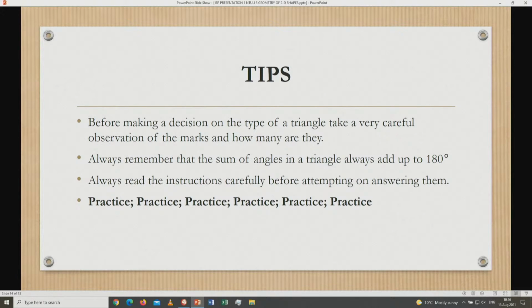Number 2, always remember that the sum of angles in a triangle always adds up to 180 degrees. They may not be more than that in a triangle. And always read the instructions carefully before attempting to answer. If you don't understand, read it more than once. You may read it twice or 3 times so that you may be very good with your answers. Again, last one. Practice, practice, practice, guys, because without practicing, we'll never master it.